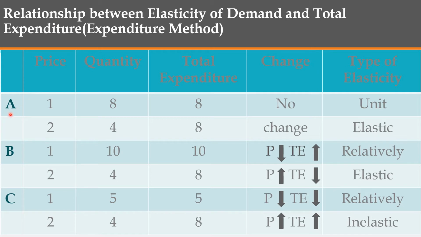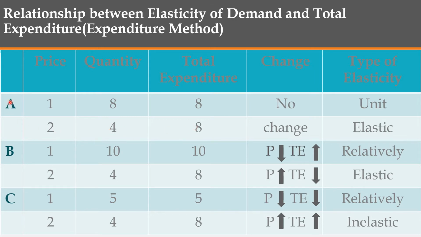Here you have the good A, good B, and good C. Say for example, when the price of good A is rupees 1, 8 units of good A are demanded. So the total expenditure on good A is rupees 8. 1 multiplied by 8 gives us 8. In the second situation, the price is seen to rise to rupees 2. In that circumstance, the quantity demanded is 4 units. When you multiply 2 by 4, you get the total expenditure.